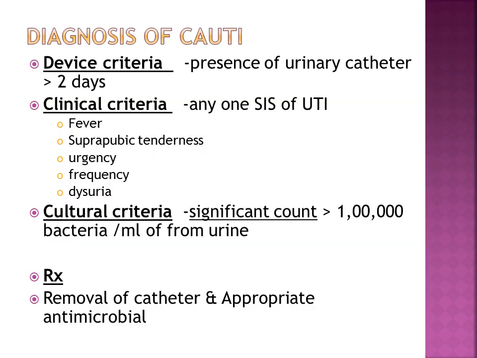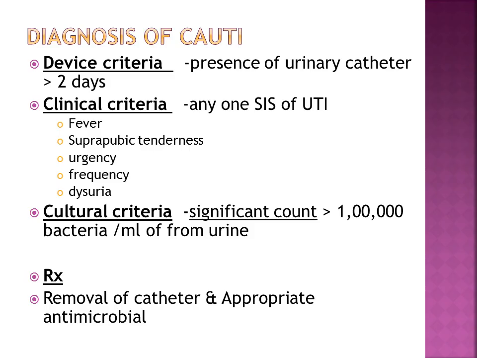Now we will see diagnosis of CAUTI, that is catheter associated UTI. First is a device criteria. In that, presence of urinary catheter in a hospital environment more than 2 days. Then clinical criteria, so any one sign and symptom of the UTI, that is fever, suprapubic tenderness, urgency, so patient feels urgent to go, cannot control urination. Then frequency, so that is increased number of the urination. And then dysuria, it is pain at the site of the urination.